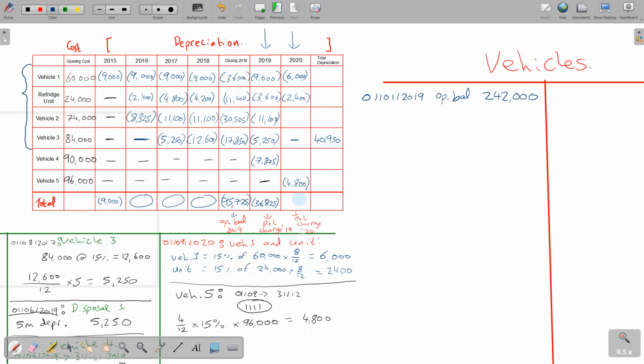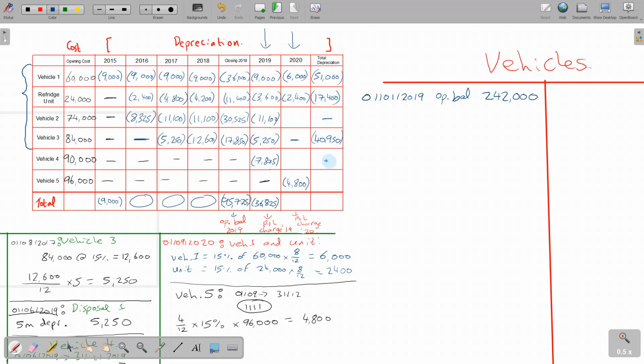So that is a vehicle charge 2020 vehicle 5. So we'll get the total depreciation for vehicle 1. So there's loads of depreciation there. So we have 36,000 from the closing, and then we have plus 9,000 plus 6,000. So 51,000 worth of depreciation has been taken away from the cost. And for the refrigerating unit, 11,400, 3,600 and 2,400 is 17,400.